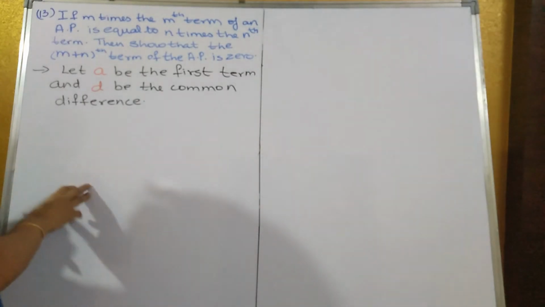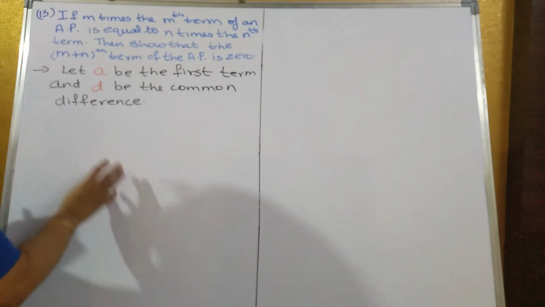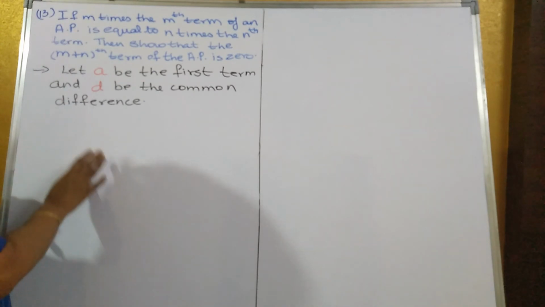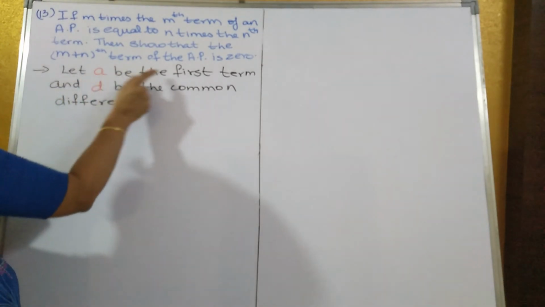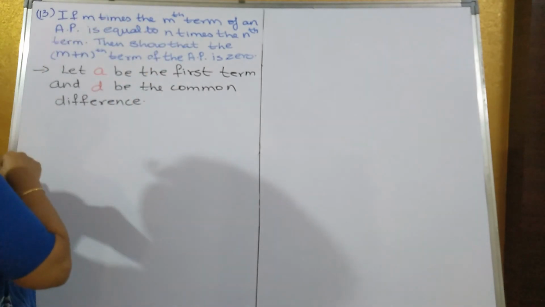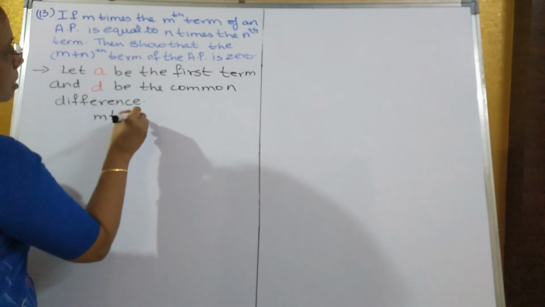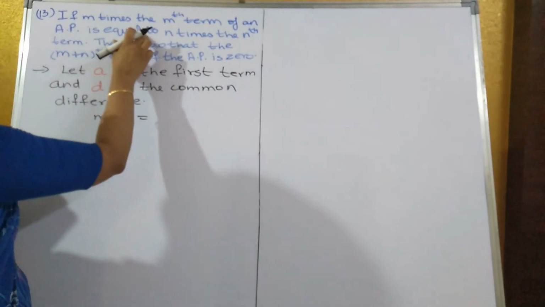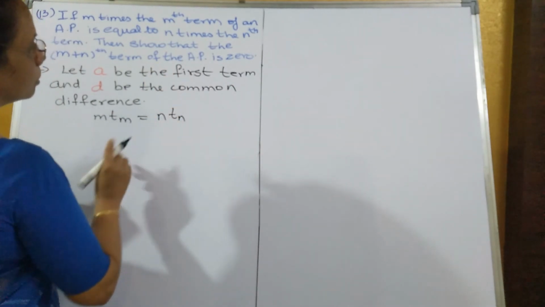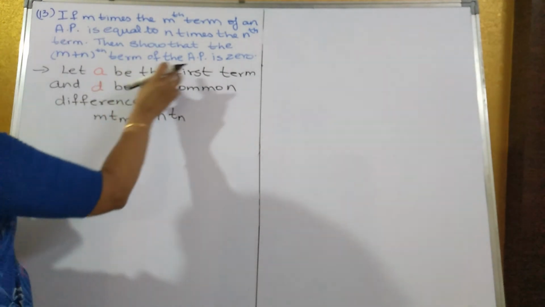Now the 12th and the 13th sum is similar only. The way of solving the sum is similar. Only in the 12th sum we had to prove of Sn type and this is of Tn type. So let A be the first term and D be the common difference. If m times the mth term is equal to n times the nth term, then show that T(m+n) is 0.